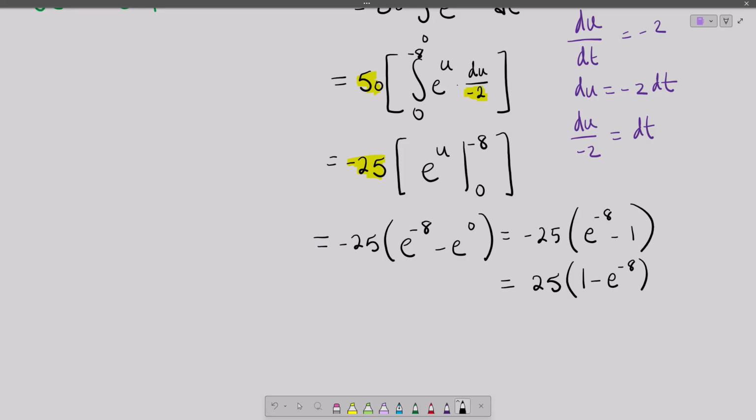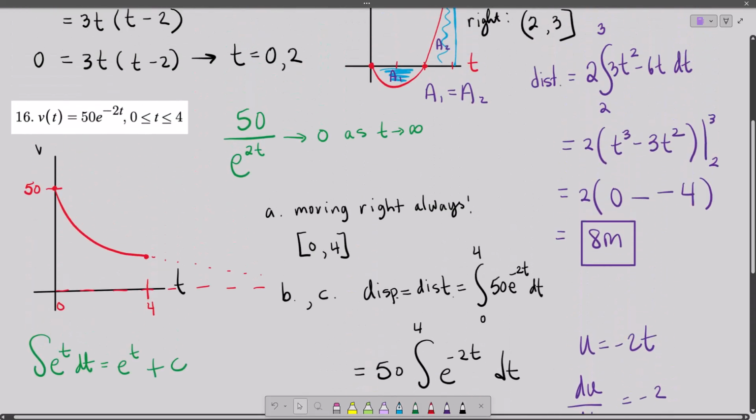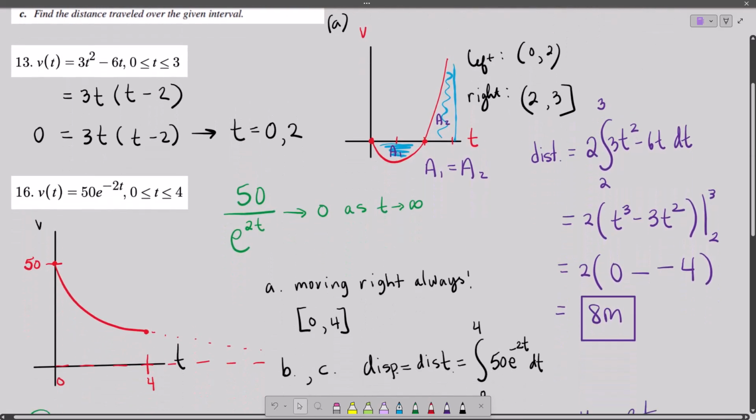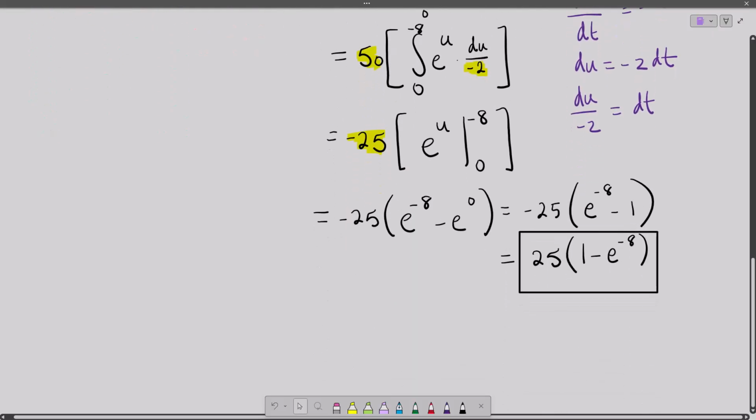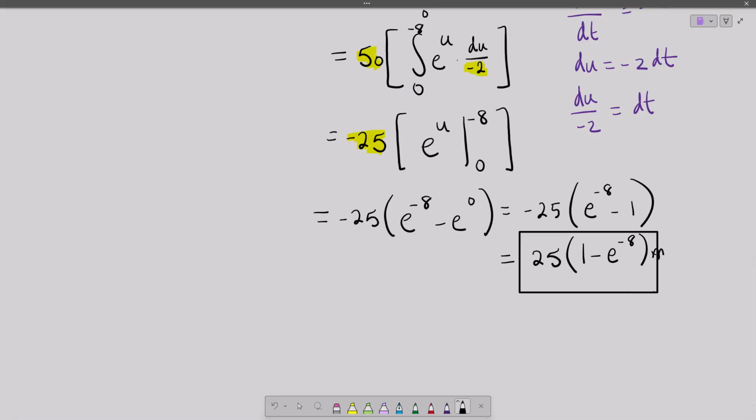Not very big. E to the negative 8 is 1 over e to the 8. That was like 1 over 3 to the 8th or something. The denominator is huge. The fraction is tiny. So it's less than 1, right? So 1 minus that tiny number is positive. Multiplied by 25 is positive. So there is our answer. And we had units, I think, of meters. Yeah, meters, and this question was distance and displacement. So we should put meters in here somewhere.